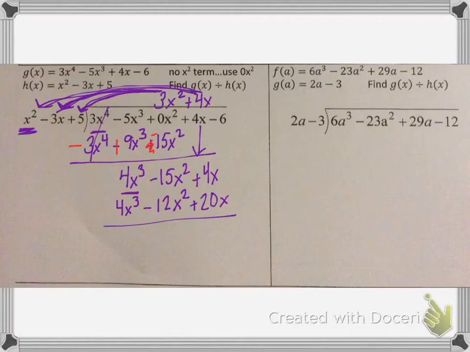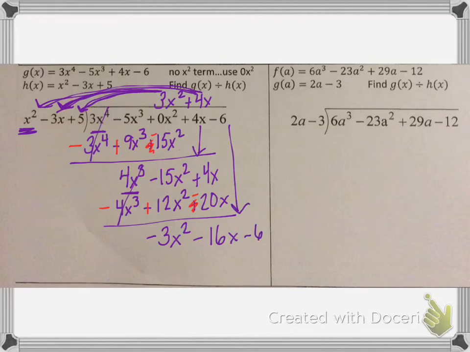Again, next important step, change the signs. That becomes a negative, a positive, a negative. And then we just add our like terms here. Those two will cancel. Negative 15x squared and positive 12x squared gives me negative 3x squared. 4x and negative 20x gives me negative 16x. And I'm going to bring down that last term. I think I can do one more cycle.